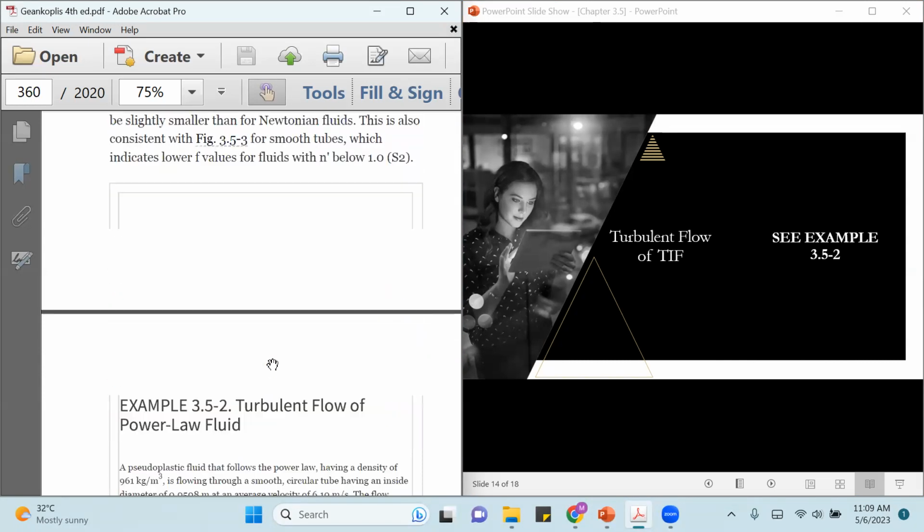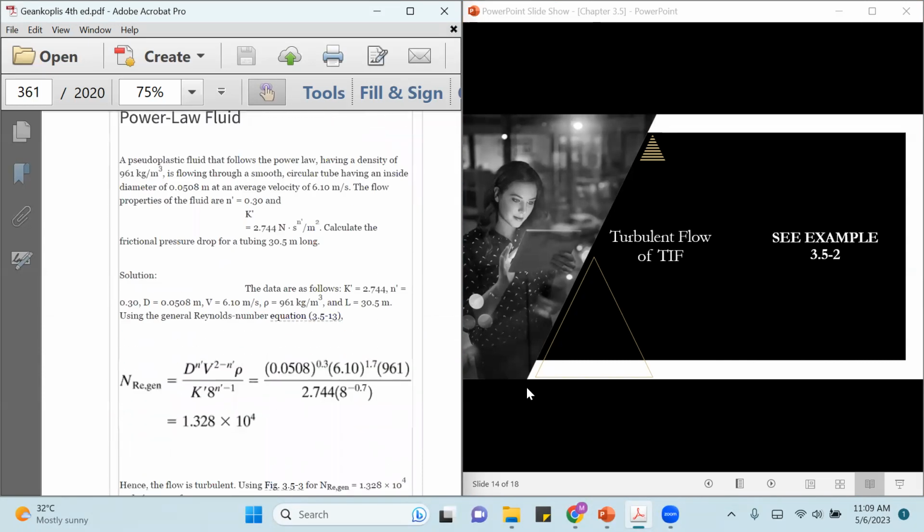Okay, so we go to example 2. We have a pseudoplastic fluid that follows the power law, having a density of this, flowing through a smooth circular tube. So I can use the figure above, 3.5-3, with this diameter and a velocity of 6.1. The flow properties are this, and the length of the tube is 30.5 meters.